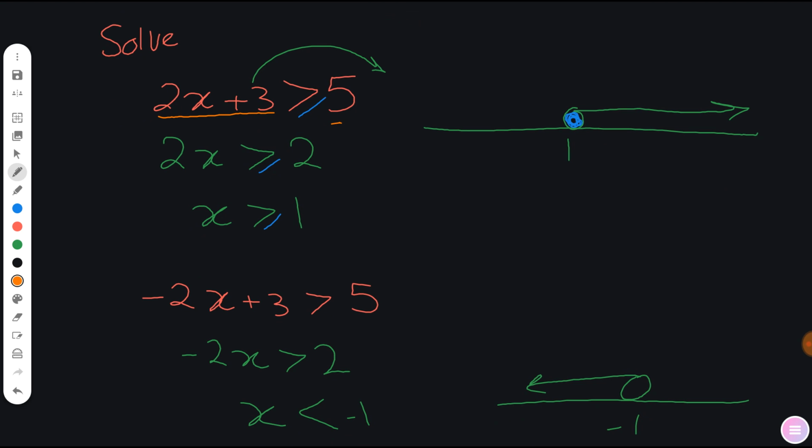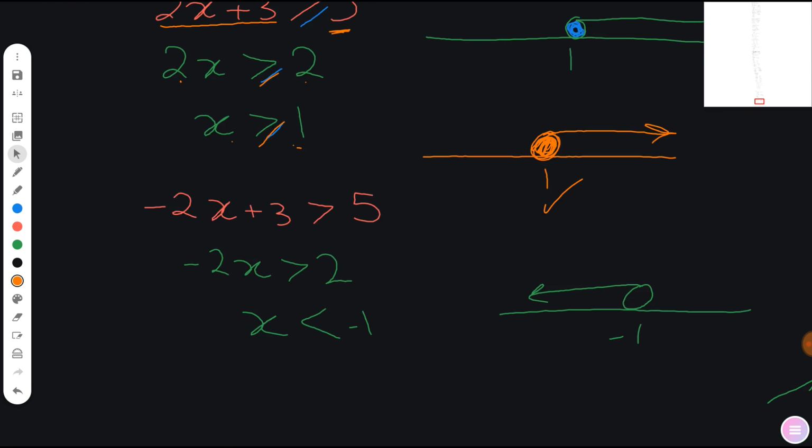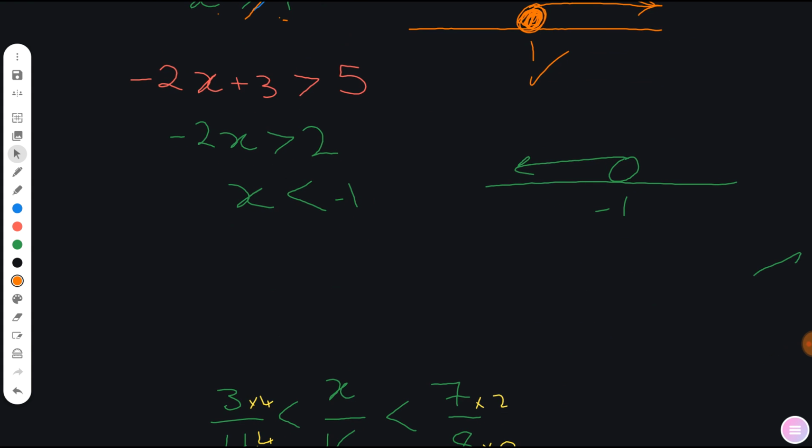How to represent this? Draw a number line. This is 1, go greater than 1. If it's greater than or equal, as you see here, you will close the interval or shade, because 1 is included. In this case 1 is not included, because it is x greater than 1 only. The same here, we will send 3 to the other side, it will be -3, it will give us 2, and we will divide by -2. When we divide by a negative number, the direction of the inequality changes to be less than, and it is represented on the number line.